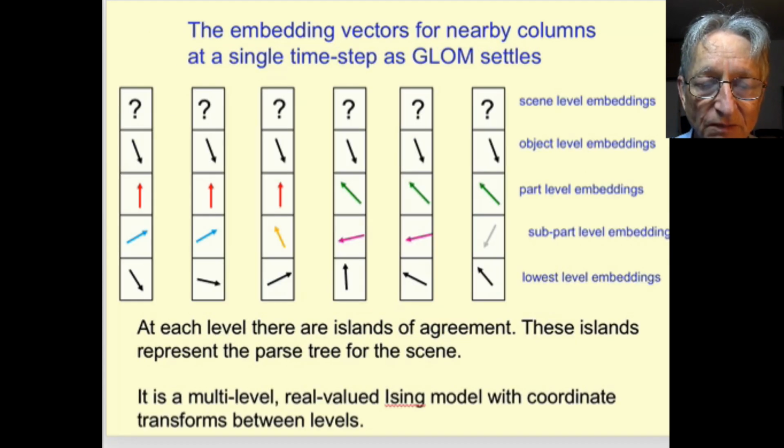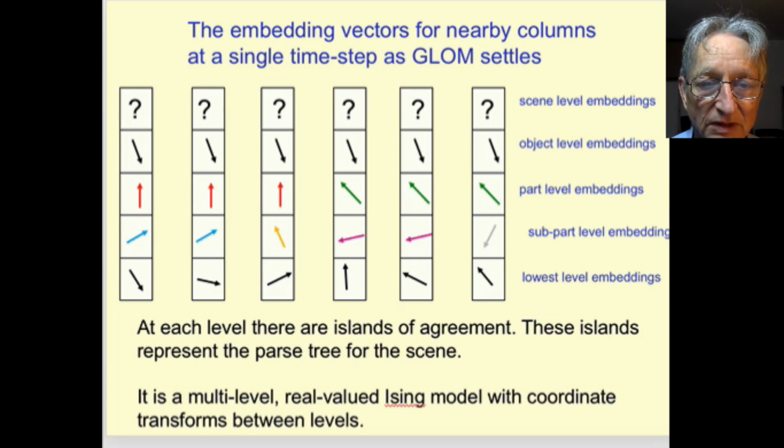So this is a picture of what the embeddings at different levels of representation should look like after an iterative, that is a recurrent neural net, has settled down when you present it with a sequence of frames from a static image. There's going to be a lowest level embedding, which will probably be produced by a convolutional neural net. And those embeddings are depicted by the arrows. The arrows are, of course, just 2D vectors, and in fact these are going to be vectors with thousands of dimensions. And then there's this hierarchy of embeddings.